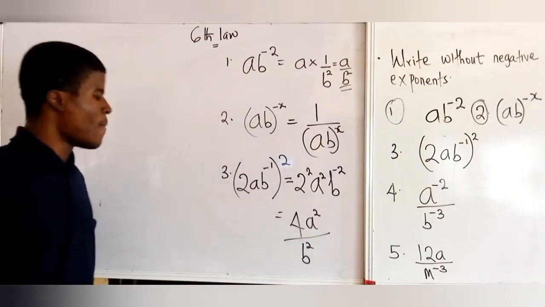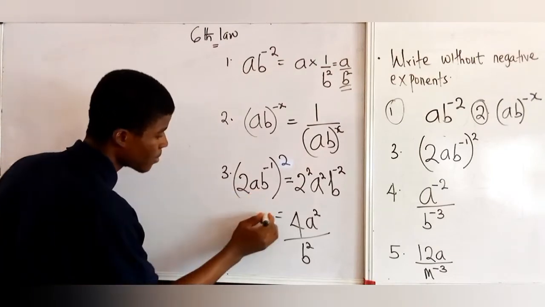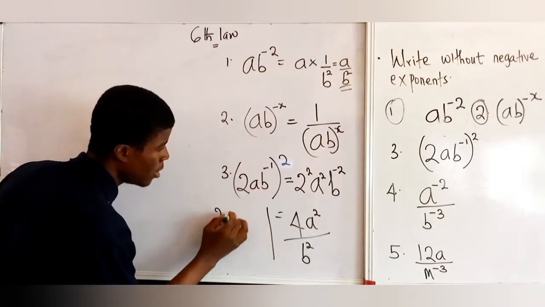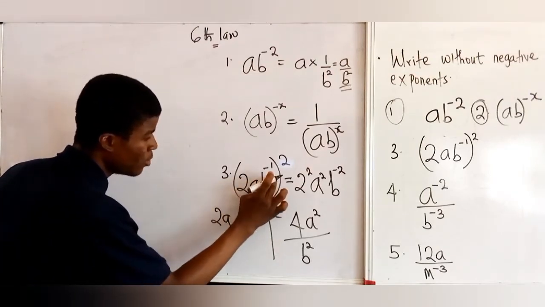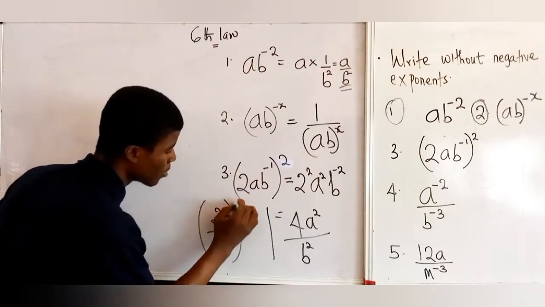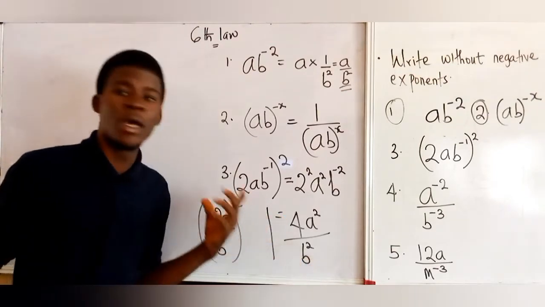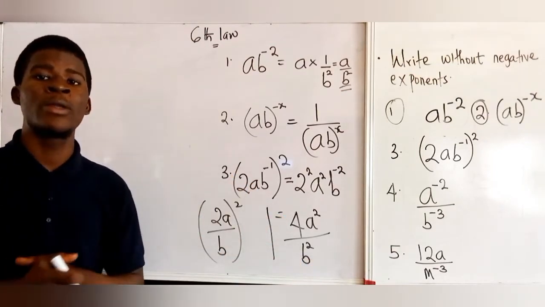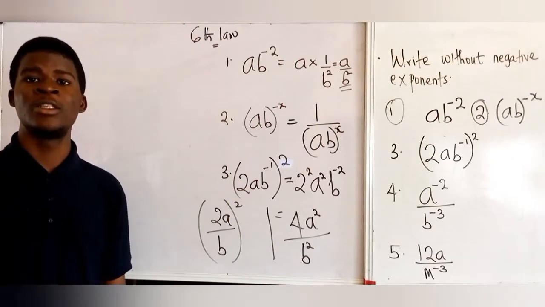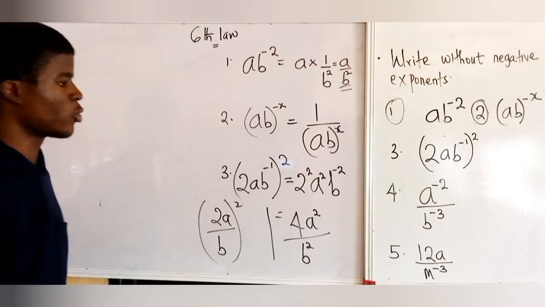So this is it. But I can also write this as 2a, the b will now be affected over b, then all squared. I can write it as this, as this, or as this. It doesn't matter, depending on how the answer comes, if it is in exam condition. So the next question, that's question 4.